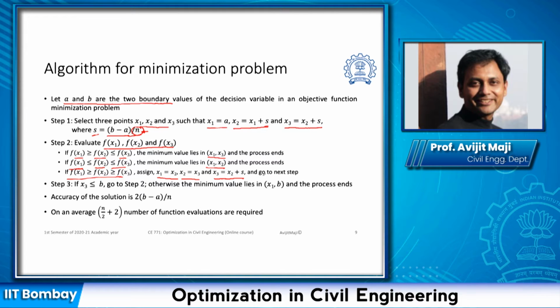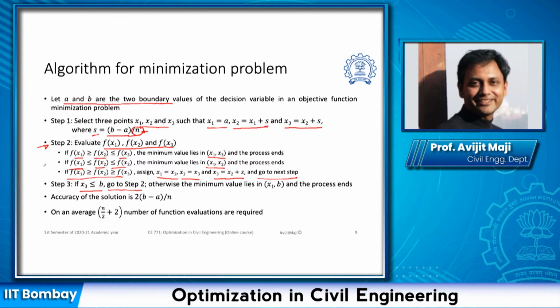Once we do that, we go to the next step where we check whether we have reached the other boundary or not. If we have reached the higher boundary, we cannot go any further, and we can stop there. If we haven't reached there, then we go to step 2, where we compare the function values and make a decision on the process.